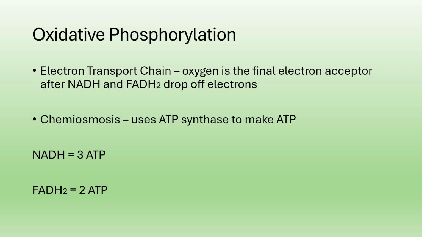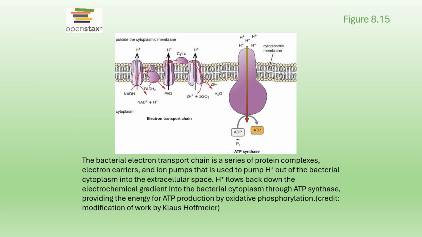In general, for every single NADH that comes in, and if you count them all, there are going to be 10 of them, each NADH generates 3 ATPs. For the FADH2s, it will only generate 2 ATPs, and there were 2 of those, so that's a total of 4. So why is there a difference?